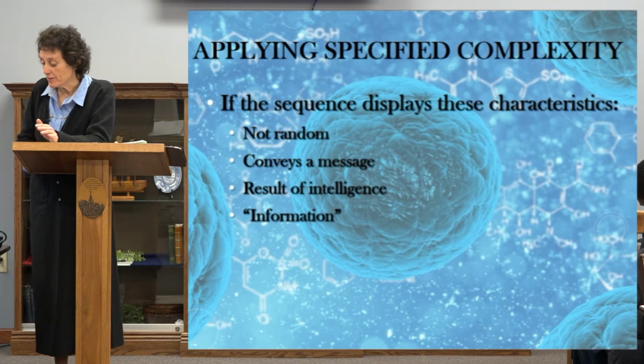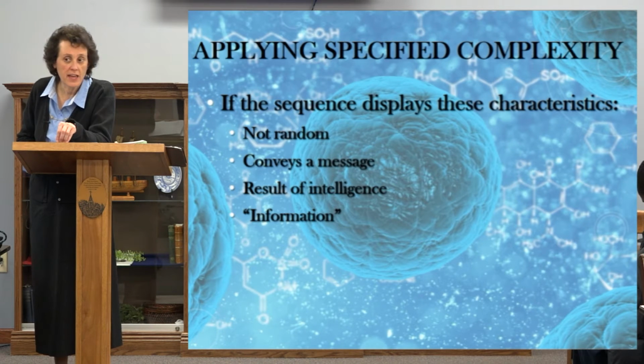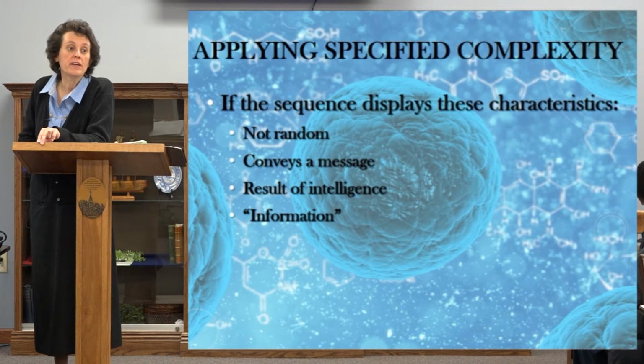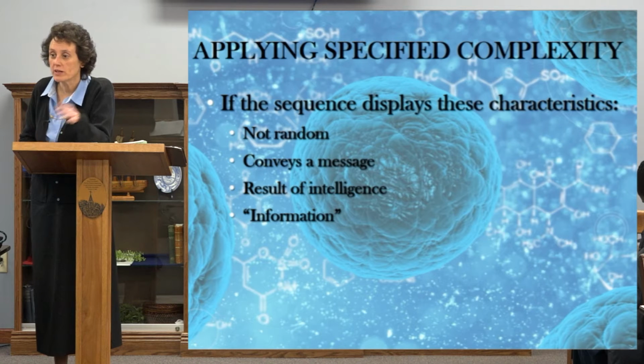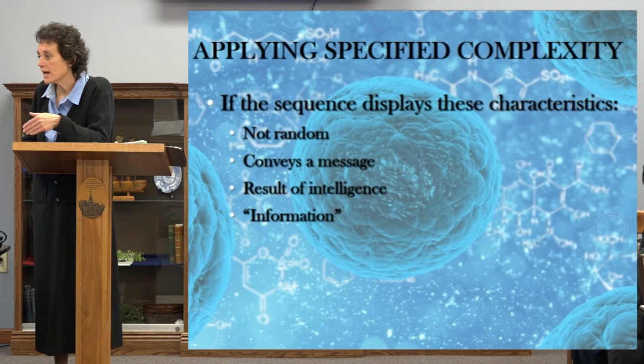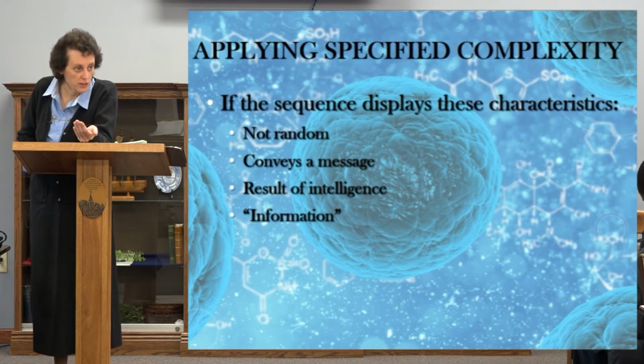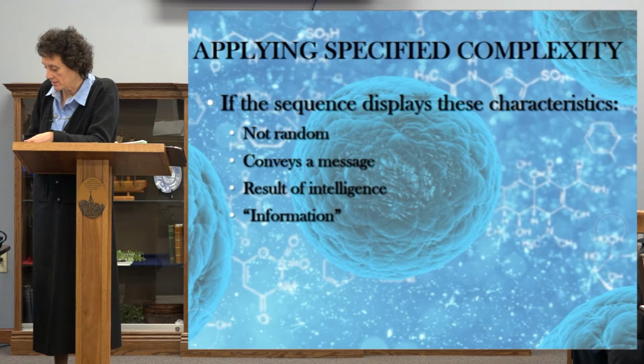So if a sequence displays both complexity and specification, then we know it is not random. We know that that's how it conveys a message. We know that it required intelligence to put it together, and we call it information. So when a sequence of letters is not random, follows a recognizable pattern, meaning it's specified, then we know it's the result of intelligence and it conveys information.